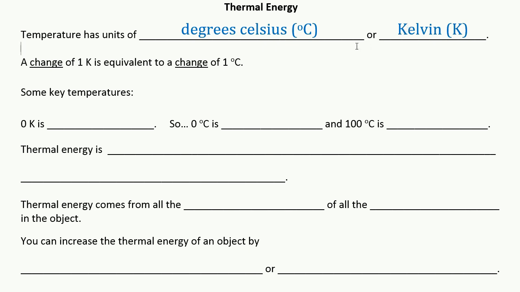So what you need to know about Kelvin is a change of 1 Kelvin is equivalent to a change of 1 degree Celsius. So if you have some water sitting on your stove and you heat it up by 1 degree Celsius, you've heated it up by 1 Kelvin. If you heat it up by 10 degrees Celsius, you've heated it up by 10 Kelvin. So then students often ask at this point, well, aren't they just identical? Why do we have to have 2 different scales?